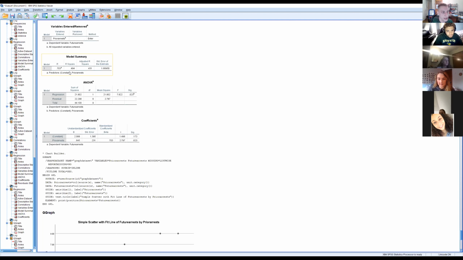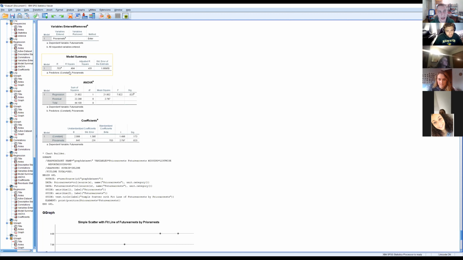It's pretty strong. That is, if you know how many priors somebody has, that says a lot about the risk that they will be rearrested again in the future. Okay, just layman's terms. That's what that's showing. But there is at least a good chunk, another half of it, the variation in future arrests that remains unexplained by priors.